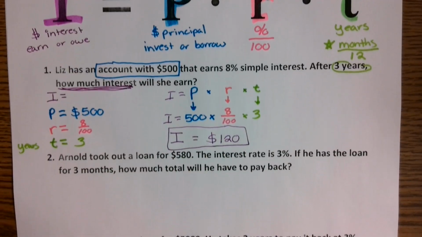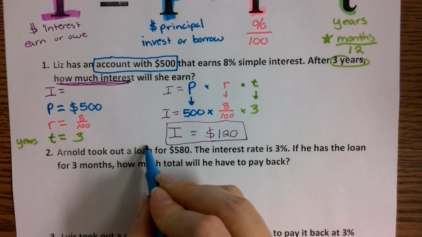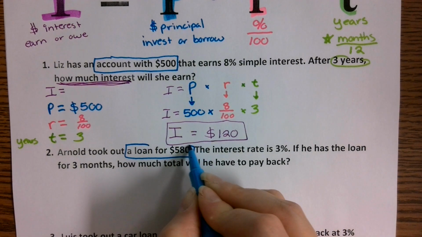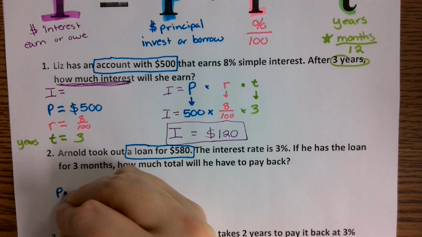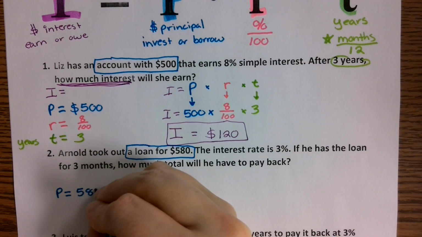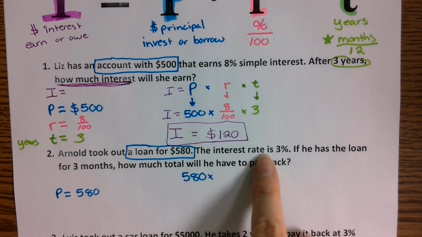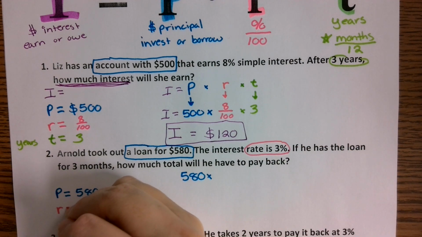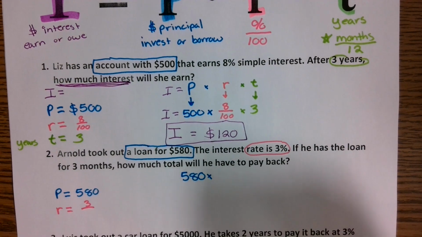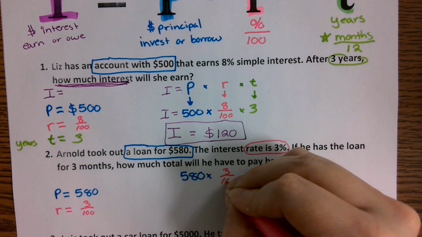Let's take a look at problem number 2. Arnold took out a loan for $580. That's my principal. Took out a loan. Remember, loans or stuff that you have in your account already, those are all considered to be the principal. So I automatically know I've got 580. The interest rate is 3%. There's my R. But what do I have to put it over? 3 over what? 100. Good. So we're going to multiply by 3 over 100.